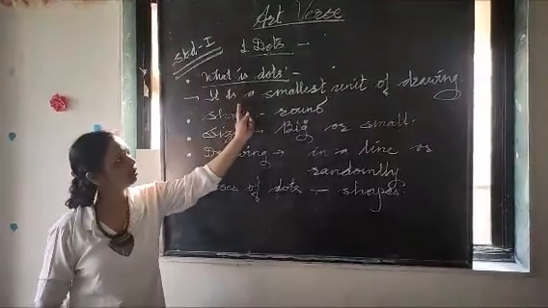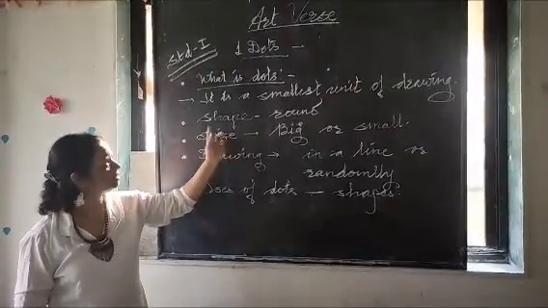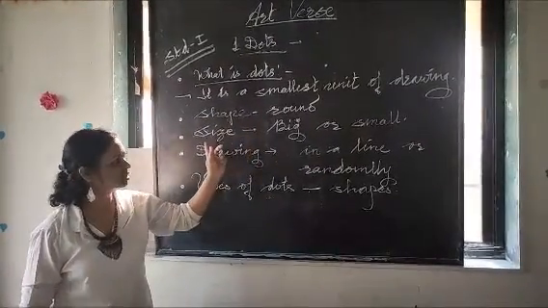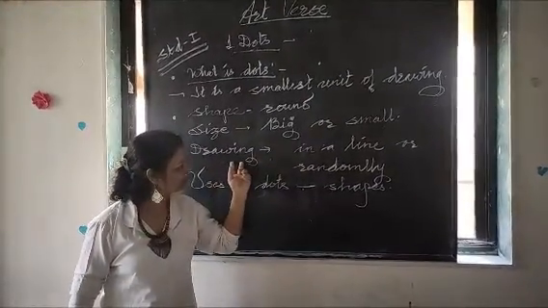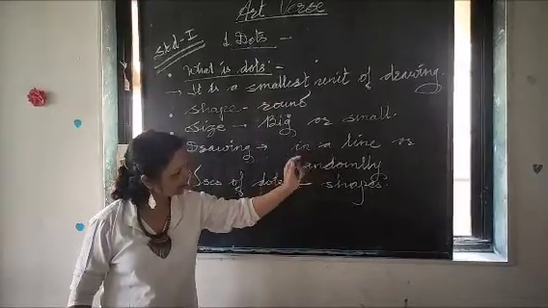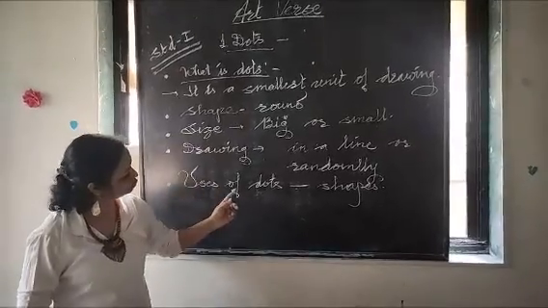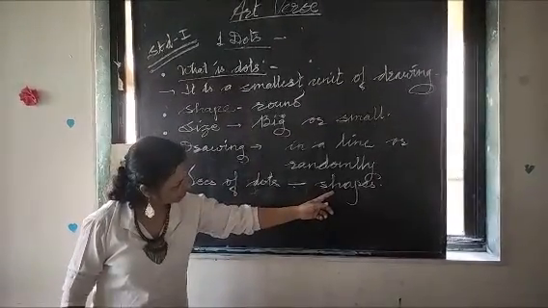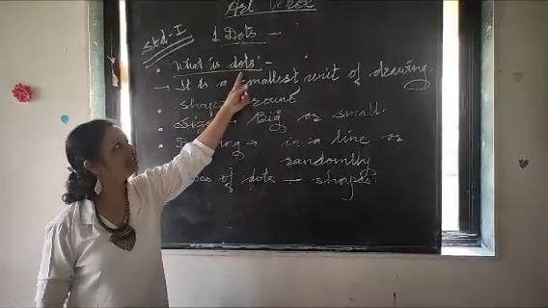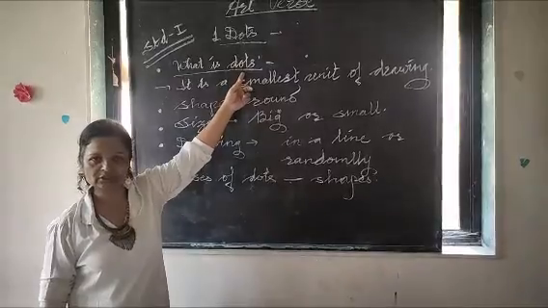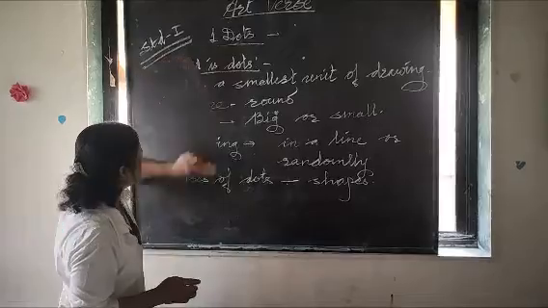What is dot? Dot is a very smallest unit in our drawing subject. And its shape is round. Size may be big, may be small. And when we use it, we can use in a line or randomly. Then what is the uses? We can draw different types of shapes and forms using this basic element dot. Understand? Now come to the next page.